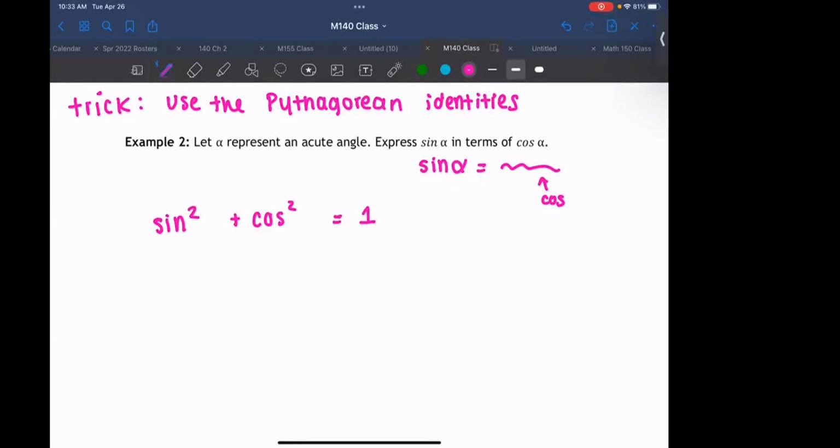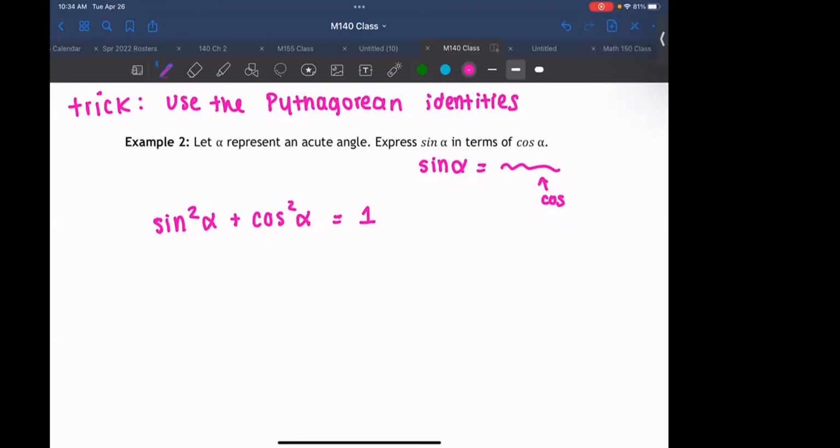Now let's take a look at the question. The question talks about sine of alpha, not sine of theta. So maybe in my Pythagorean identity, I'm not going to put theta, I'm going to put alpha. Remember, these are identities. They work for any sort of angle, so it doesn't matter what the angle is called. We can put anything in sine or cosine.